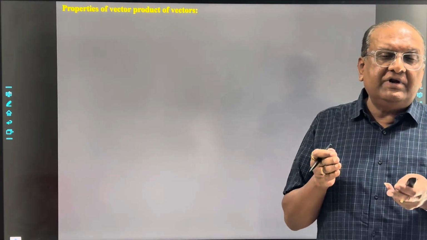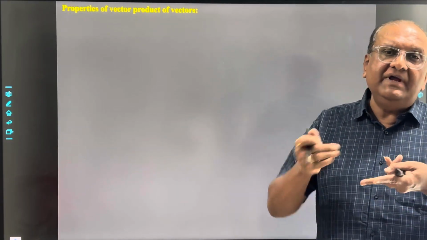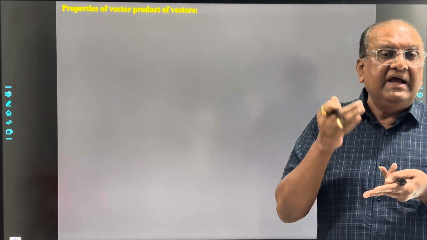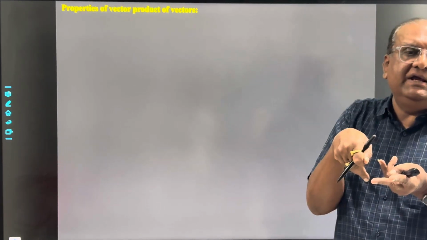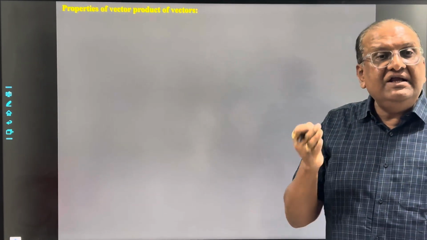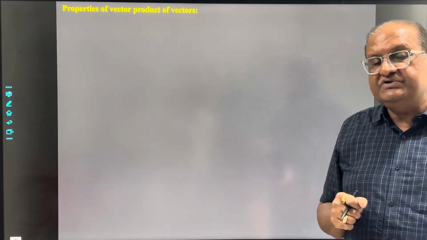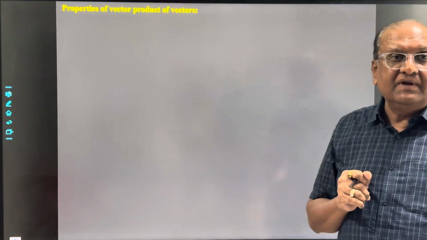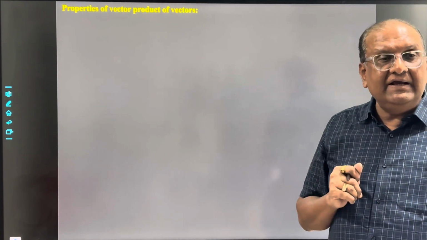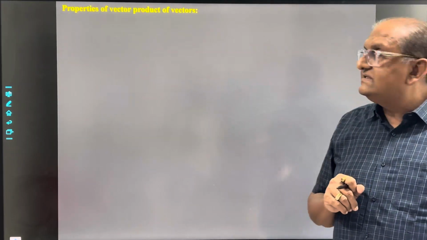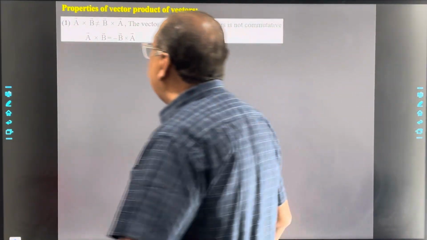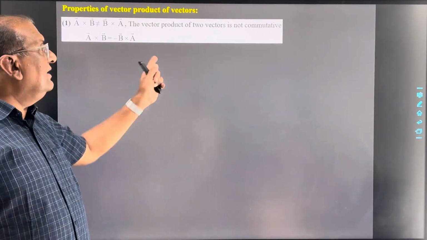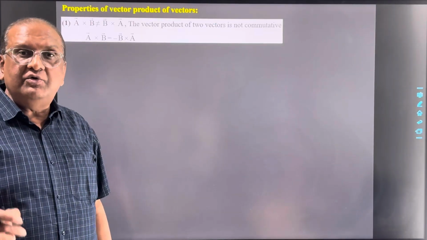If we rotate a right hand screw from A to B, then the direction in which it transfers, and if we rotate it from B to A, then the direction in which it transfers, both will be opposite. It implies that if we take A cross B and then B cross A, we will not get the same result. So we can say A cross B is not equal to B cross A, meaning the vector product of two vectors is not commutative.